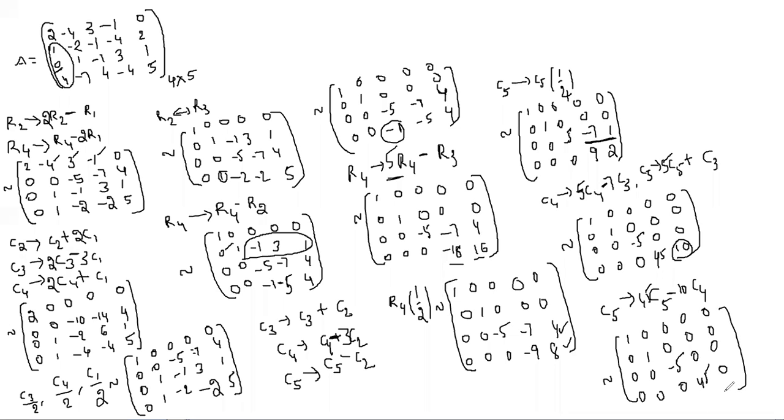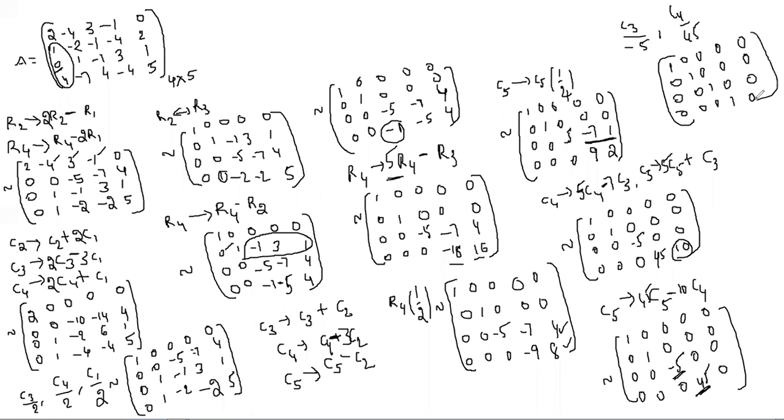Now, is this converted into an identity matrix? No. Here it is minus 5, here it is 45. So for that, we can divide C3 by minus 5 and C4 by 45. Then what we'll get after dividing? 1 0 0 0 0, and next 0 1 0 0, and next 0 0 1 0 0, and next simply 0 0 0 1 0. So this is the one we got.